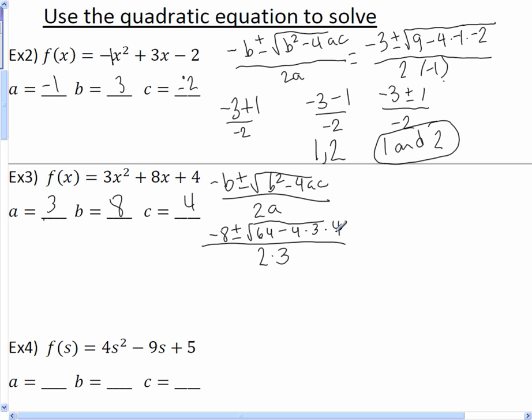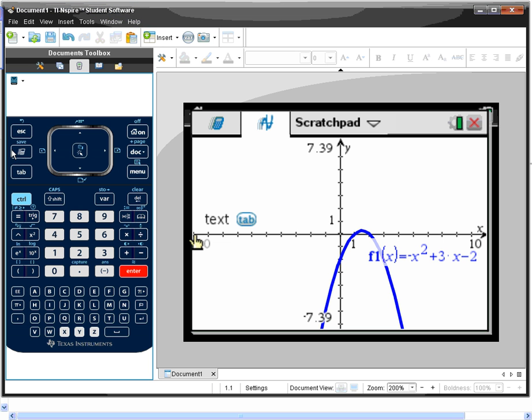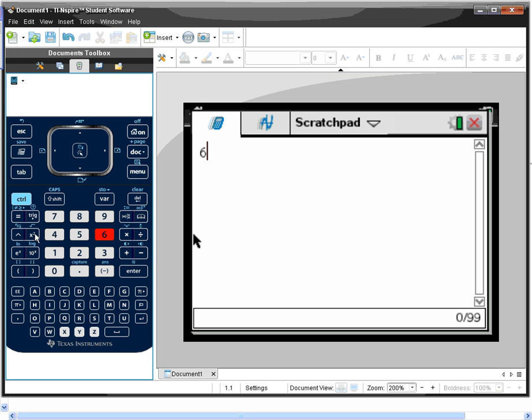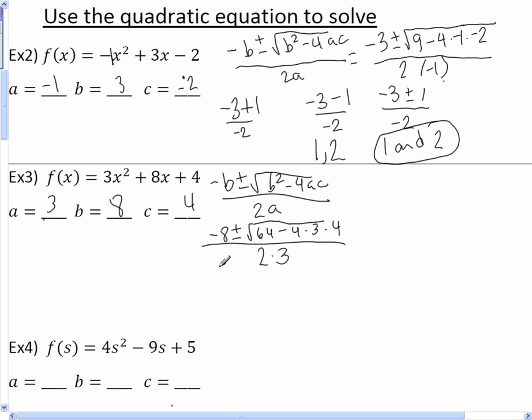4 times 4 is 16. 16 times 3 is 48. So 64 minus 48. I didn't mention this on the last problem, but you can use a calculator to do this math today. I don't mind at all. So 64 minus 48 is 16. All right, so I'm taking the square root of 16.